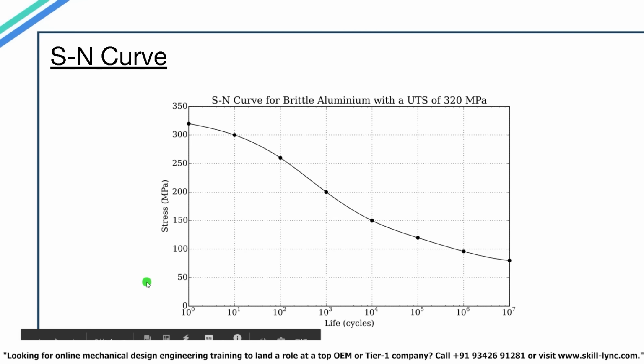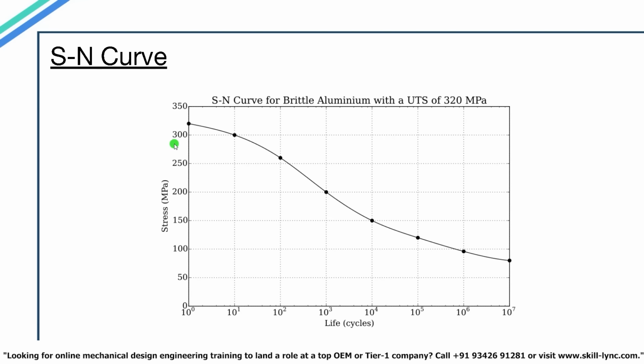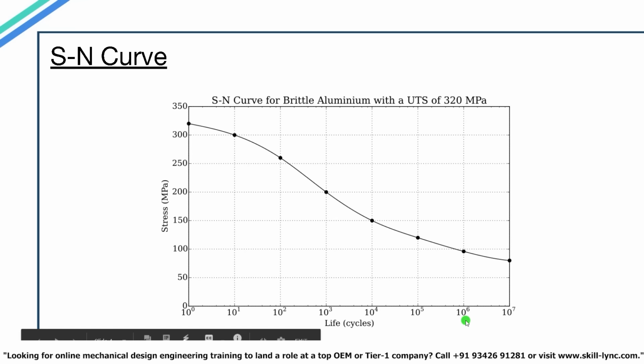So according to the graph, if the aluminium is subjected to 300 megapascals of stress, then the material will fail under fatigue stress with just 10 life cycles. The same way, if you subject it to around say 100 megapascals of stress, then the material will fail at around 10 to the power 6. That means around 1 million or 10 lakh life cycles.